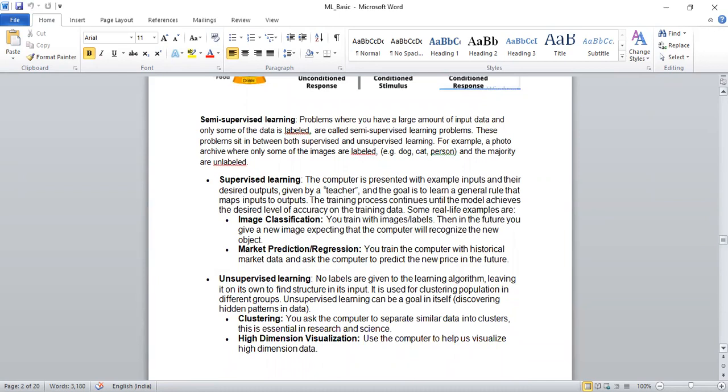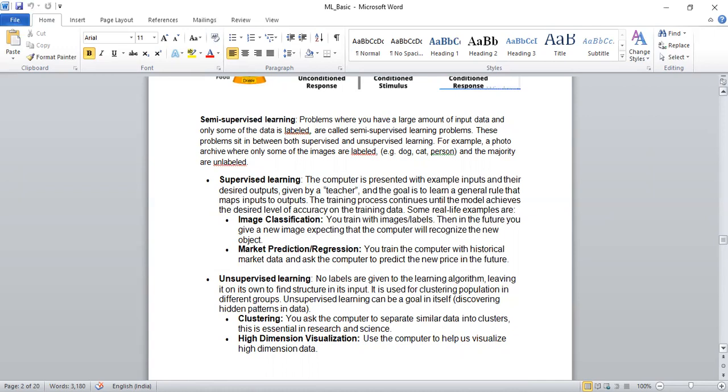The computer is presented with example inputs and their desired outputs given by a teacher, and the goal is to learn a general rule that maps inputs to outputs.